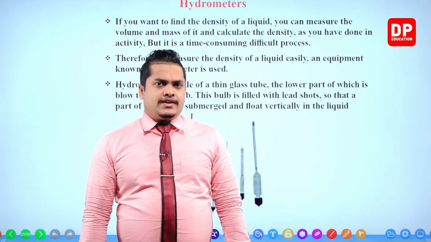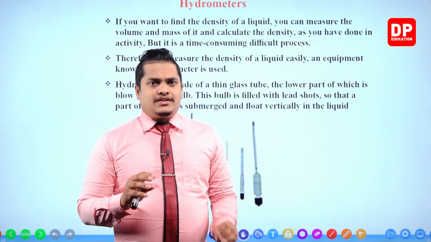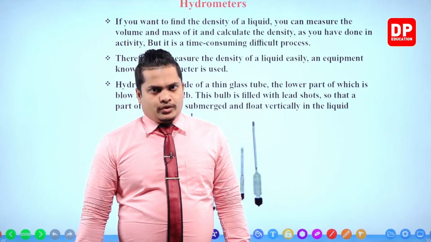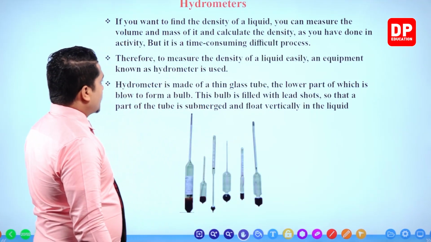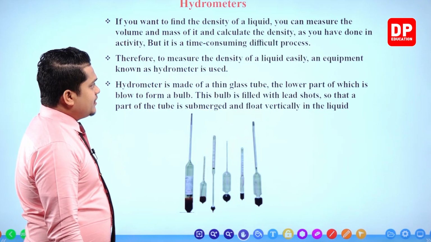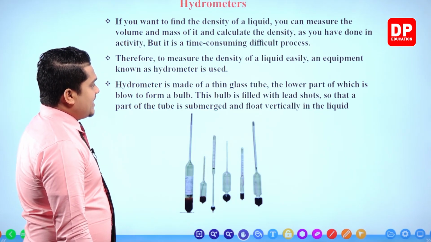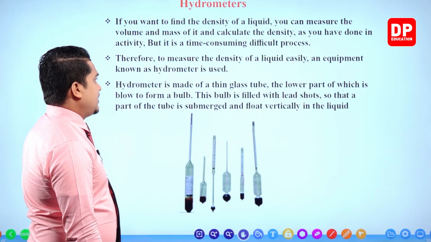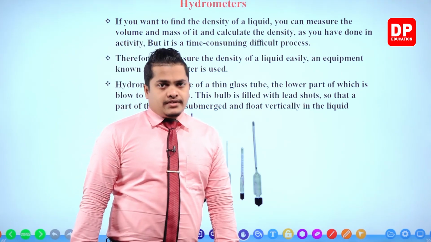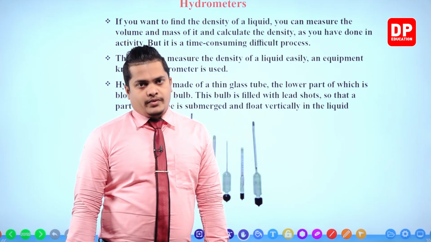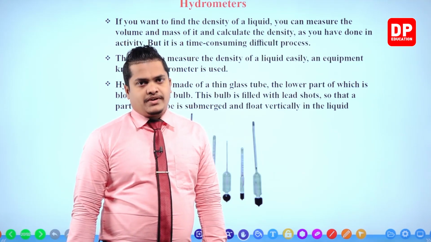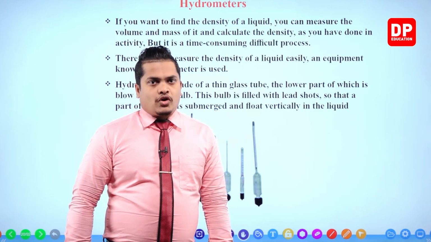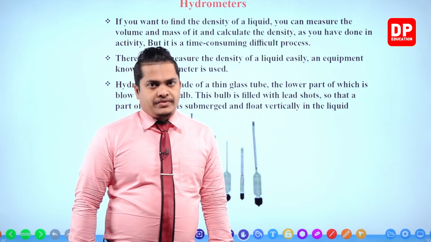So in that case, my dear children, we have to use a different kind of instrument to measure the density. Here it is given: therefore, to measure the density of a liquid easily, an equipment known as a hydrometer is used. We use this hydrometer to measure the density of liquids, especially for liquids, my dear children.